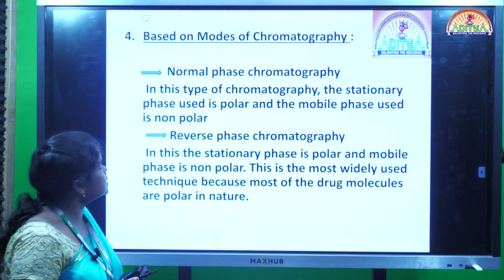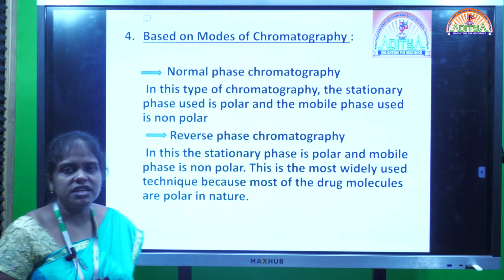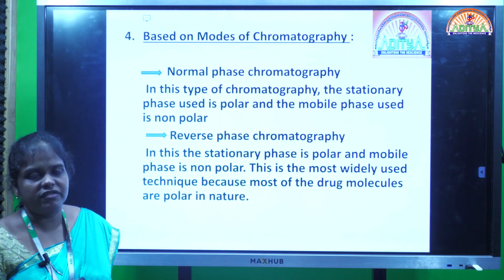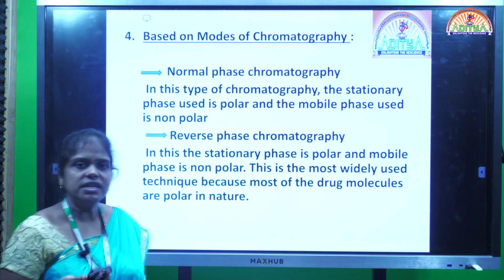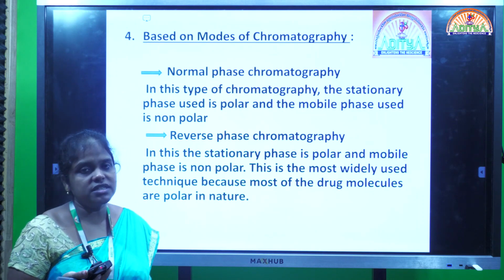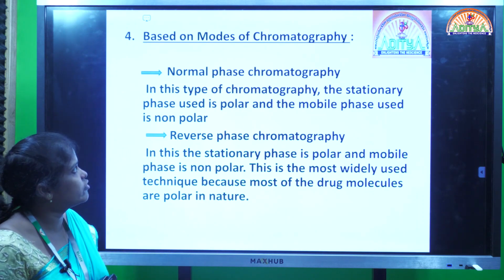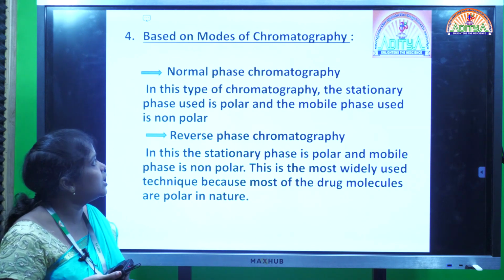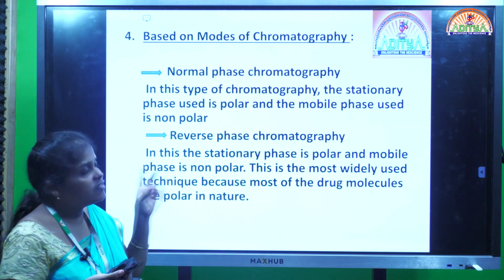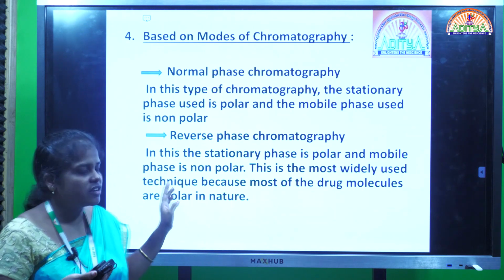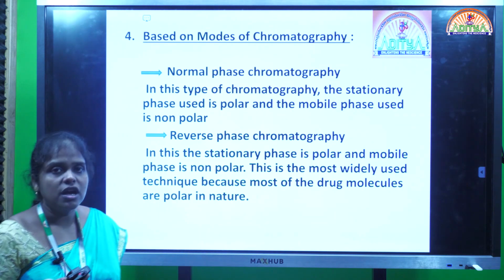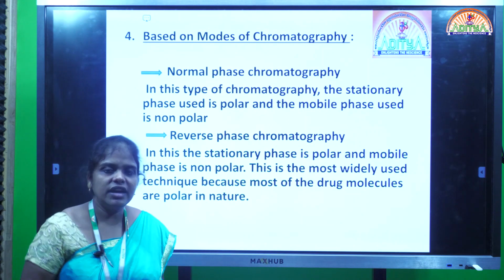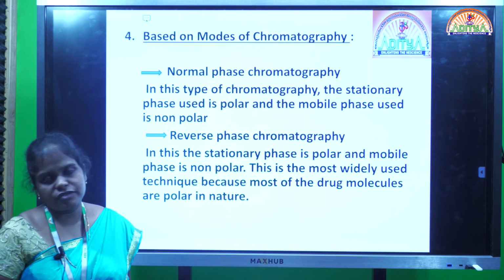Next, the last classification is based on modes of chromatography. Till now we have seen three classifications. The last classification is based on modes of chromatography. It is an advanced type of chromatography. Based on the modes, chromatography techniques are divided into two types: one is normal phase chromatography and another one is reverse phase chromatography.